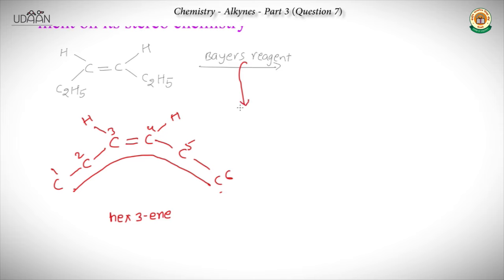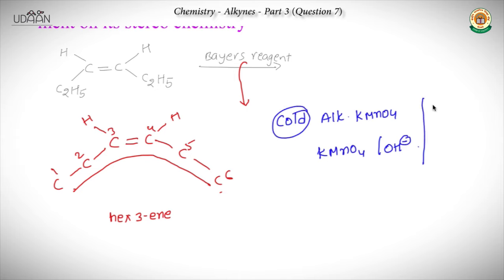You are given Bayer's reagent. First, what is Bayer's reagent? It is cold alkaline KMnO4. That is, KMnO4 is present in basic medium. This is cold condition. So unlike hot condition, which involves bond cleavage, that is cleavage of C double bond C, it won't cleave bonds completely. Rather, it will break only one bond of it. In hot conditions, the sigma bond will also be broken. Here only the pi bond will be broken.